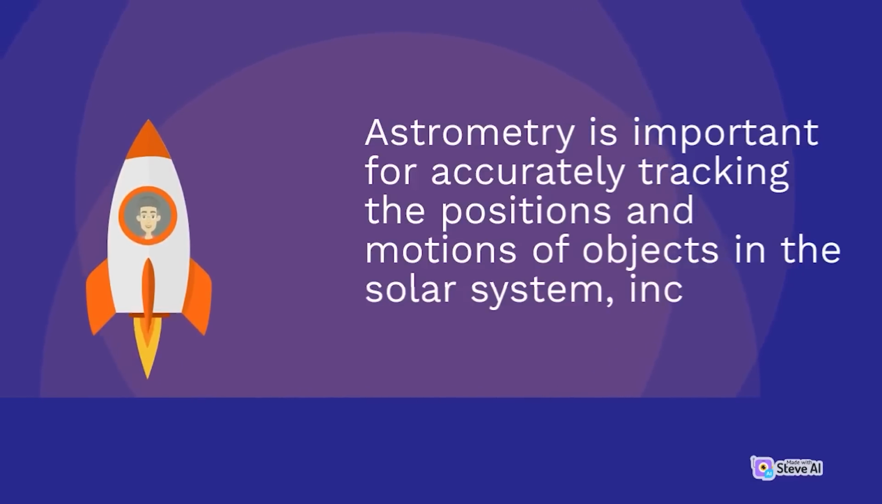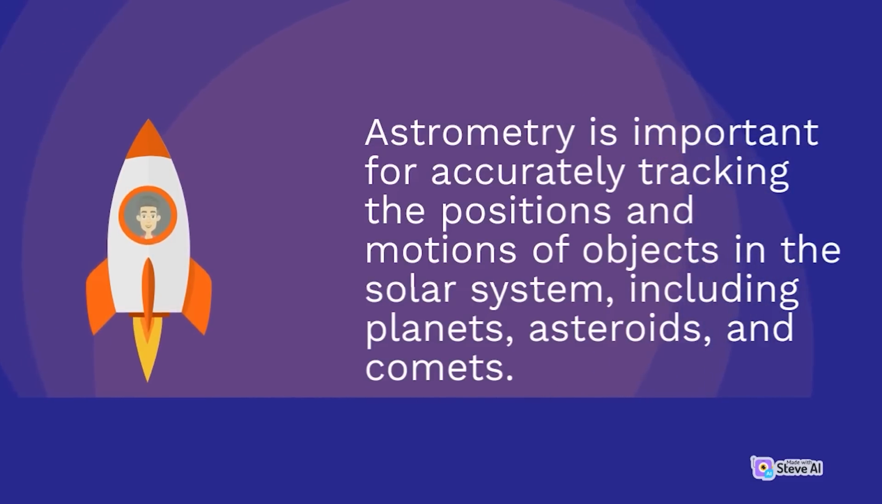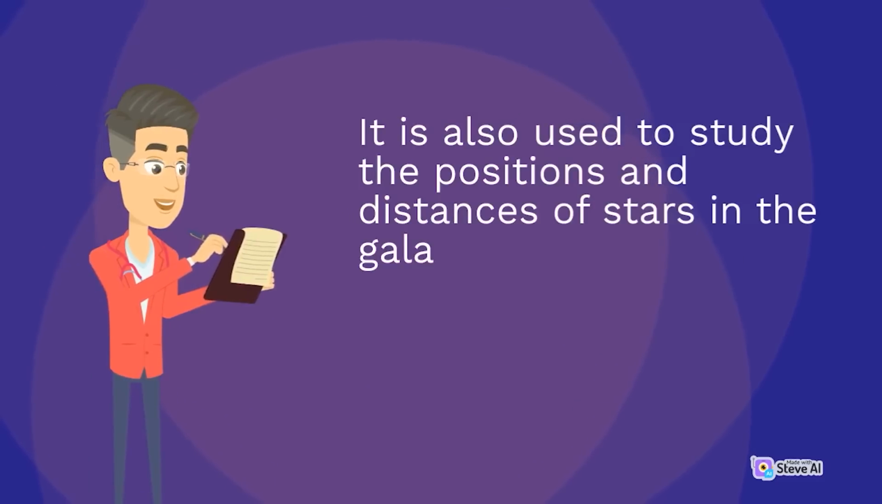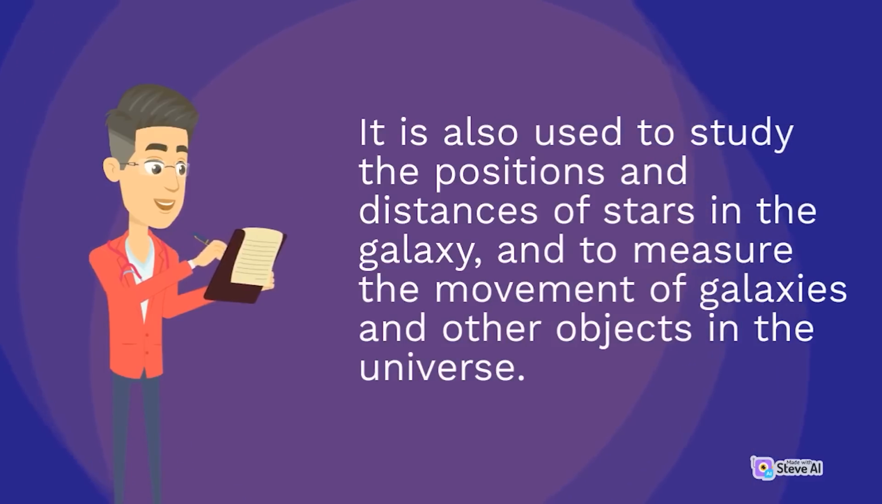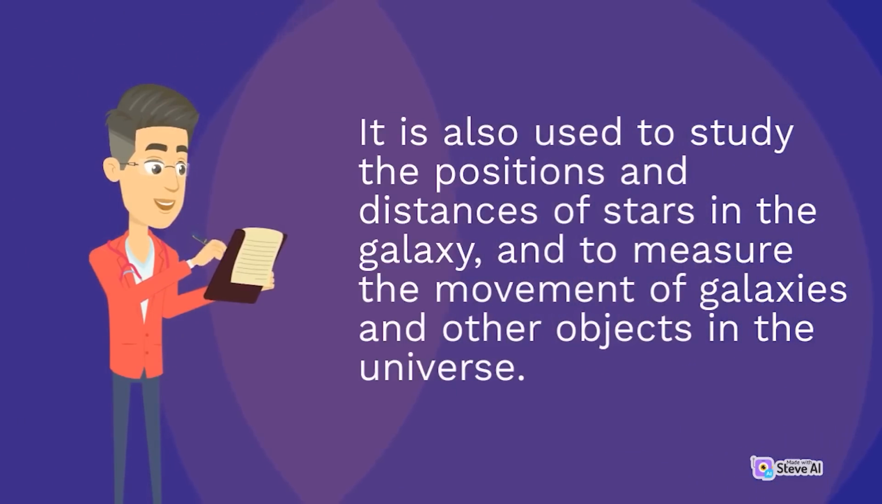Astrometry is important for accurately tracking the positions and motions of objects in the solar system, including planets, asteroids, and comets. It is also used to study the positions and distances of stars in the galaxy, and to measure the movement of galaxies and other objects in the universe.